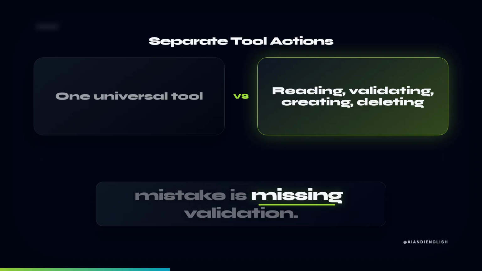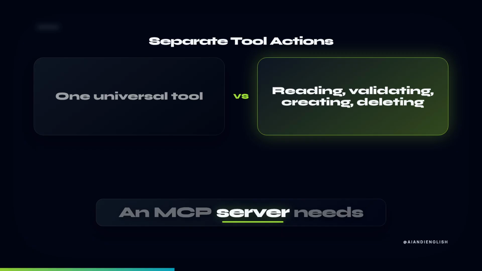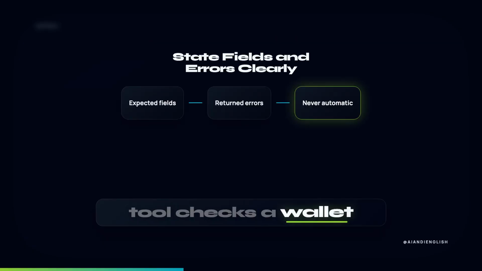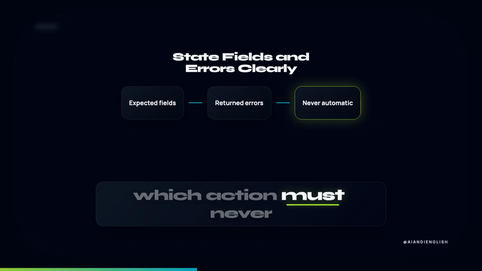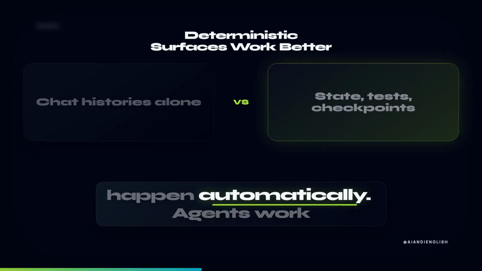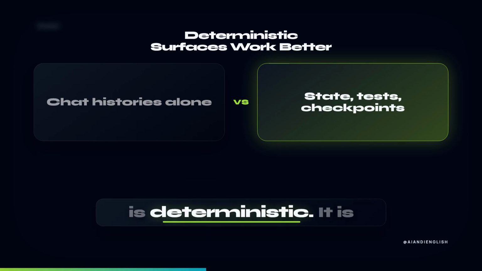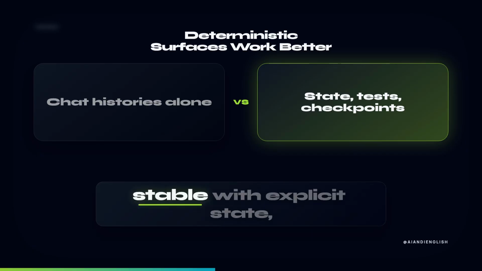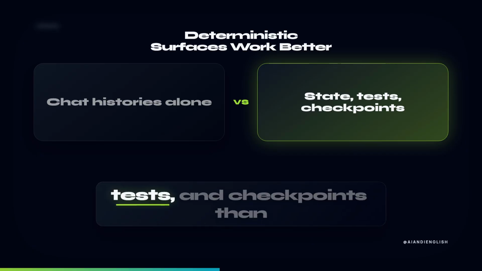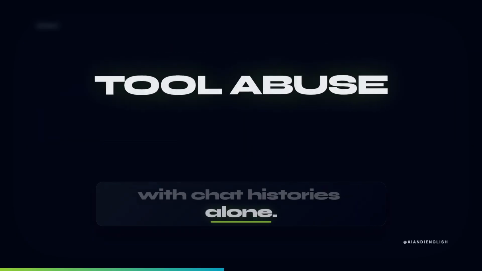The second mistake is missing validation. An MCP server needs fixed schemas for inputs and outputs. If a tool checks a wallet integration, for example, it must clearly state which fields are expected, which errors are returned, and which action must never happen automatically. Agents work better when the surface is deterministic. It is the same reason productive agent workflows become more stable with explicit state, tests, and checkpoints than with chat histories alone.